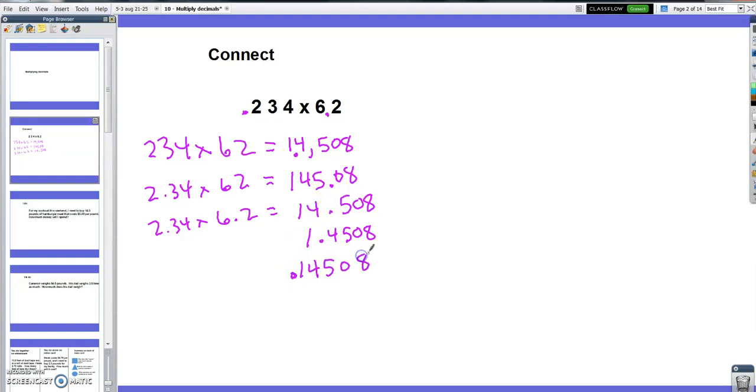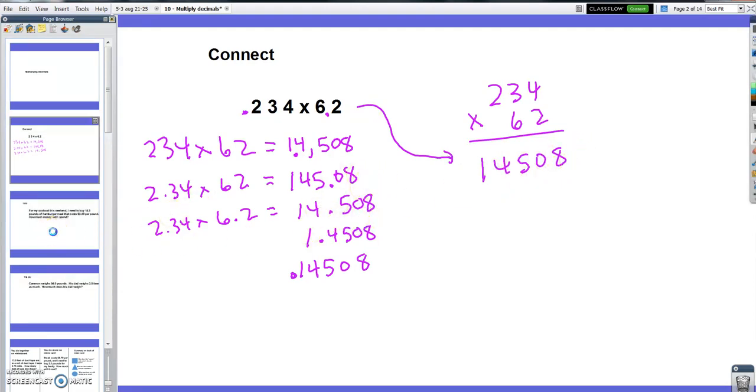But you'll notice a trick I could use to multiply these two numbers. If I didn't know all this, I could just ignore the decimal, multiply them, and I know these are going to be the digits in the answer. All I would have to do is figure out where the decimal goes. I'm going to teach you how to do that, so that's going to be our lesson today.